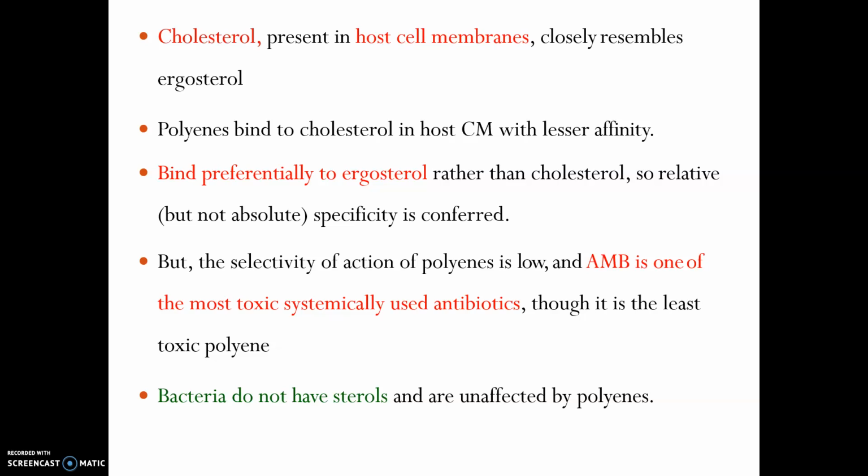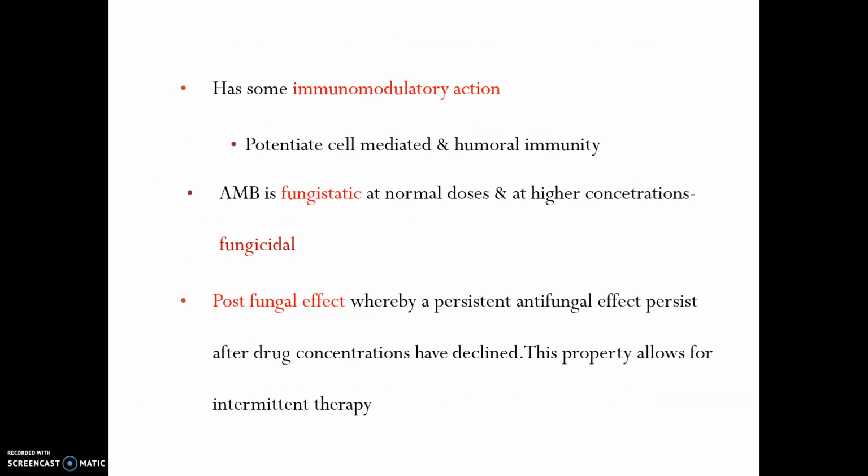AMB is one of the most toxic systemically used antibiotics. Bacteria do not have sterols, so there is no problem with polyene administration in bacteria. It has some immunomodulatory action, that is, it potentiates cell mediated and humoral immunity. AMB is fungistatic at normal doses, and at higher doses it is fungicidal, killing the fungi.